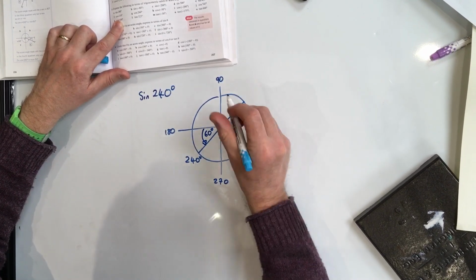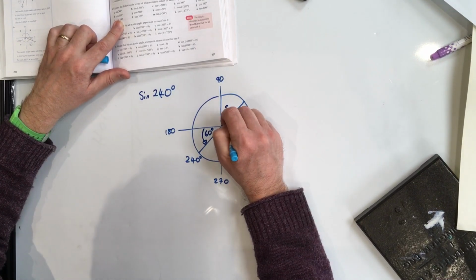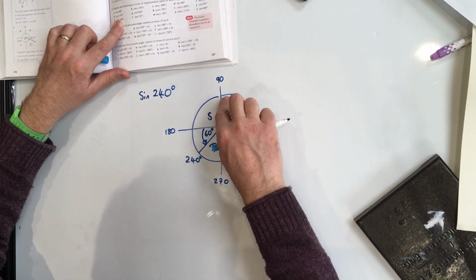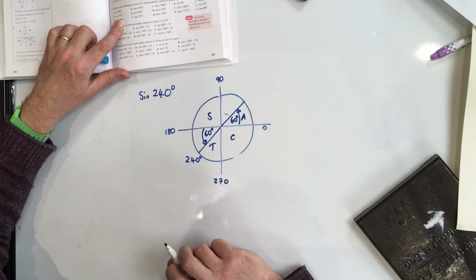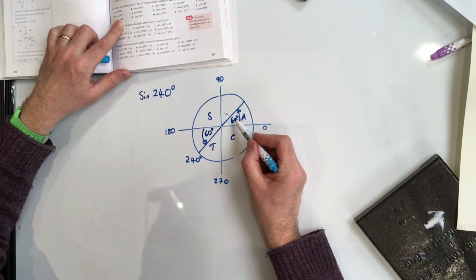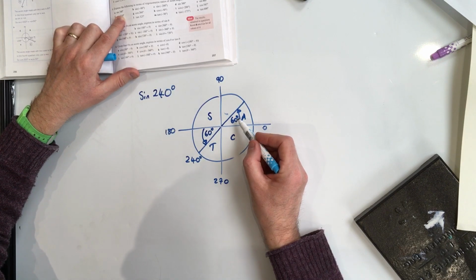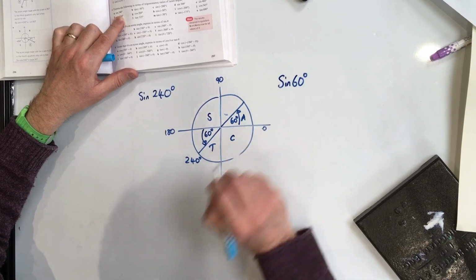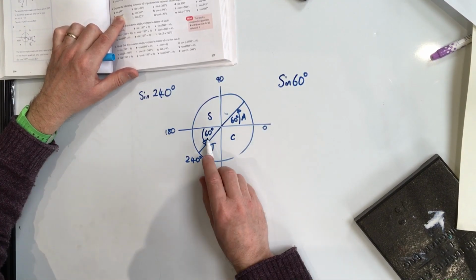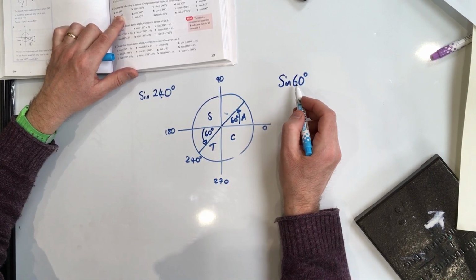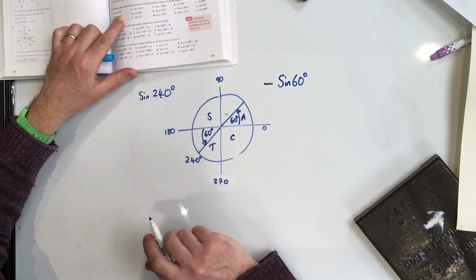CAST, S and T, there we go. It's the same as this one here where they're all 60 degrees. So the sine of 240 is the same as the sine of 60 degrees, but it's in this region, so it will be negative. So whatever sine of 60 degrees is, which is actually root 3 over 2, it would be minus that.